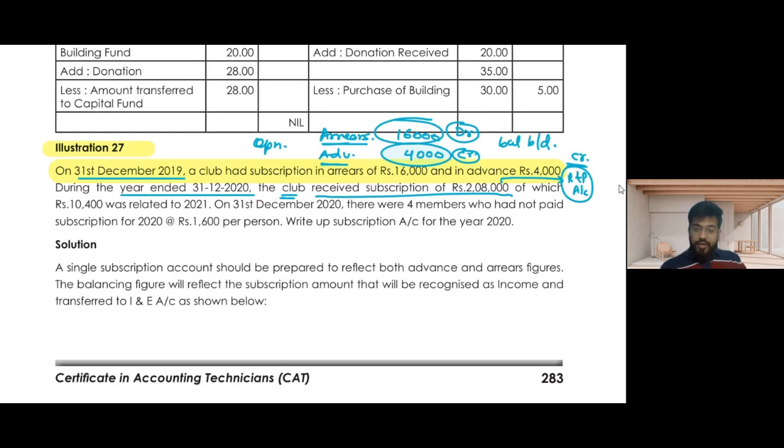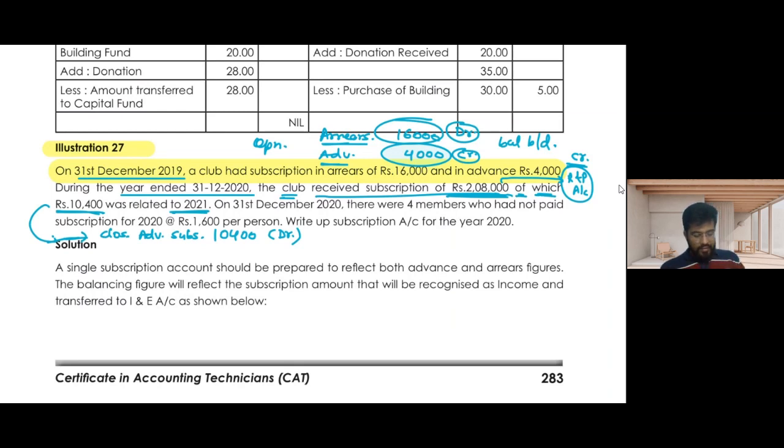And what further information have they given? The club has received a subscription of 2,08,000, of which 10,400 was related to 2021. So it is related to the next year. So this is closing advance subscription. How much is it? It is 10,400. It does not belong to the current year, so this will be on the debit side. This will be shown as a liability in the balance sheet at the end.